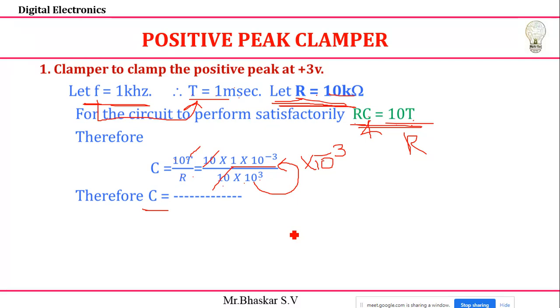10 power of minus 3 and 10 power of minus 3. What is the value you'll get? So 10 power of minus 6. 10 power of minus 6 means it is micro. So the capacitor we are going to take in terms of microfarads. So the 10 and 10 get cancelled. I'll get directly 1 microfarad.